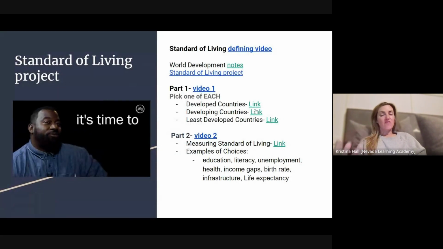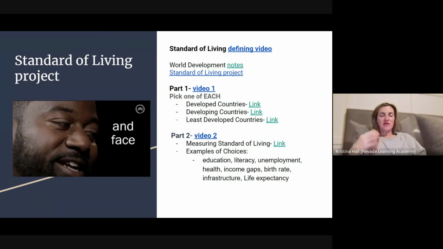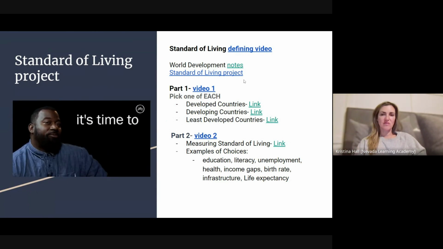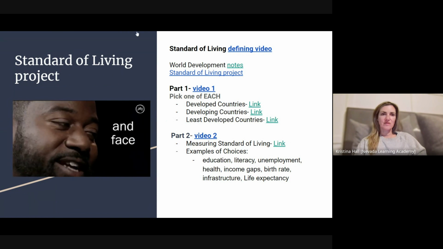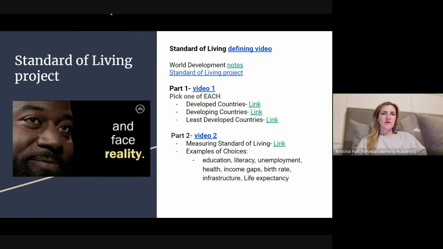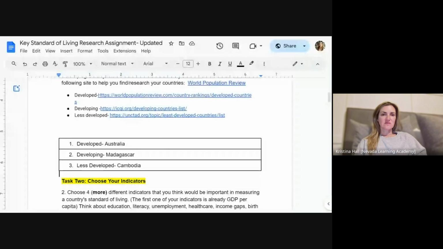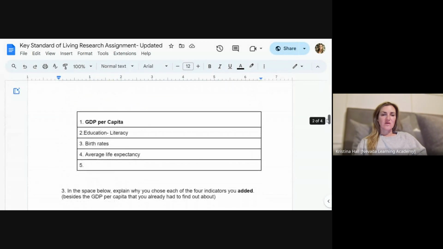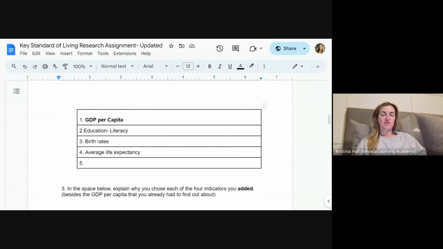That's going to be really helpful when you're doing a compare and contrast of these three countries that you selected in part 1. So pick from that list. And again, per capita has been pre-chosen for you, so you have to do per capita. I think literacy is a great one. Birth rate's a great one.